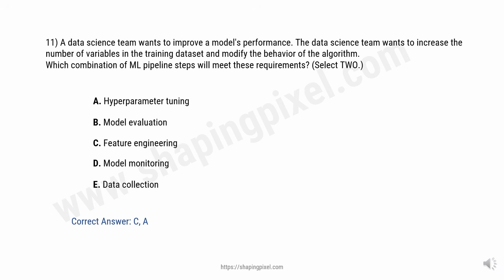And the correct answers are option C, feature engineering, and option A, hyperparameter tuning.